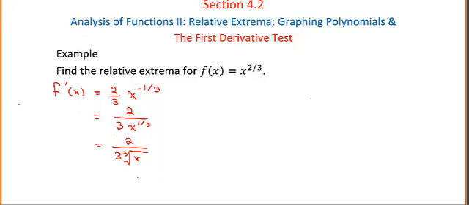Okay. All right, now notice that in this case this fraction will never be 0 because the numerator is 2, it will never be 0, but it'll be undefined when x is equal to 0. Maybe I should say it like this, f prime of 0 is undefined, so x equals 0 is a critical point.